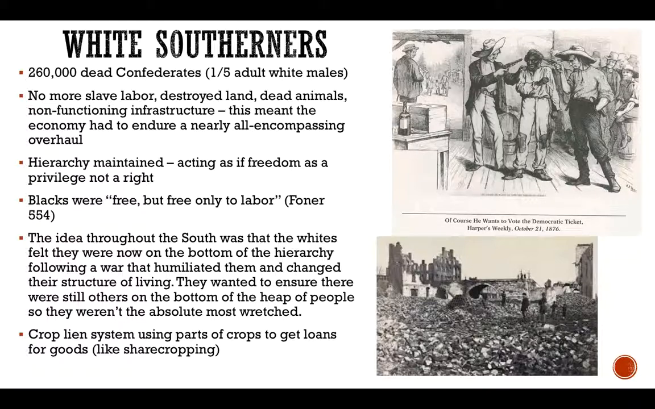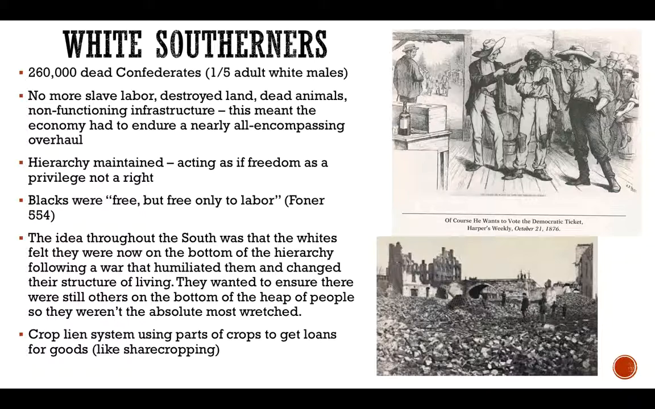For white Southerners, there are many considerations following the war as well. There were about 260,000 dead Confederates, which was about 1/5 of the adult white males in the South. So 20% of the adult white males in the South were dead following the war. There was no more slave labor. Much of the land that they had been farming on had been destroyed. In conjunction with that, there were many dead farm animals as well.